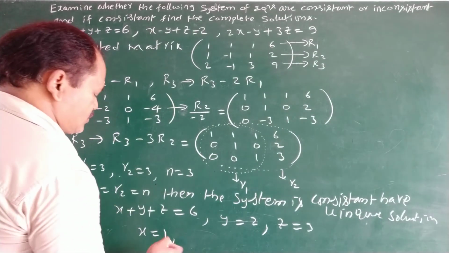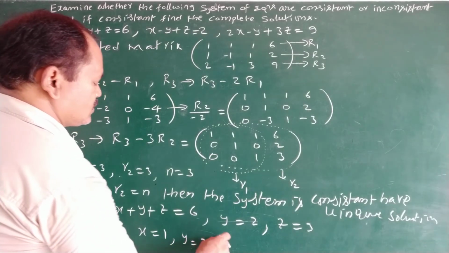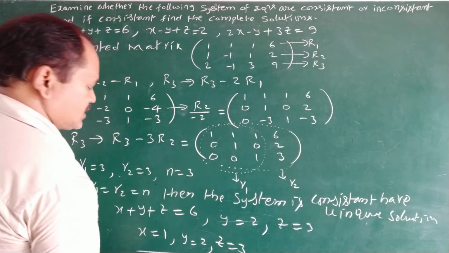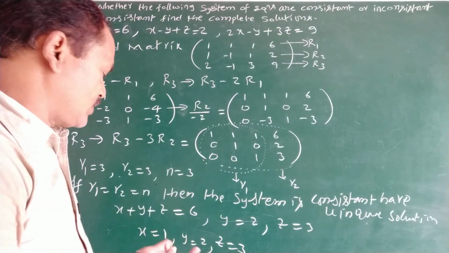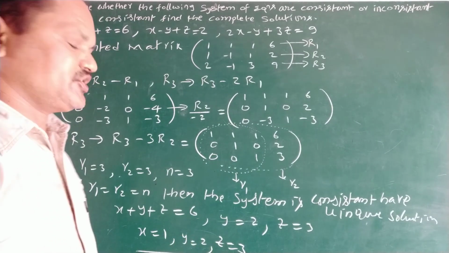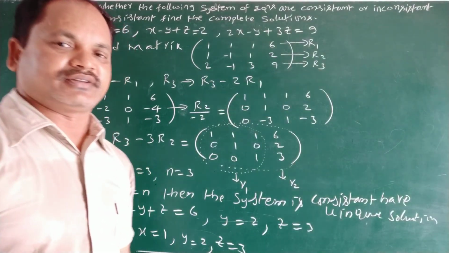That's why x is equal to 1, y is equal to 2, z is equal to 3. This is the required solution, unique solution. For x, one value, y, one value, and z, one value. It is nothing but a unique solution. That's all. Right.